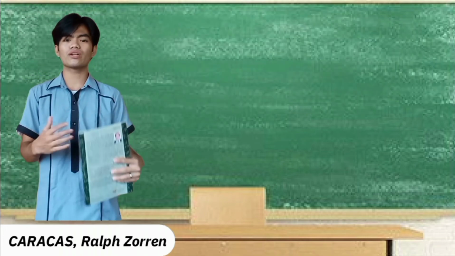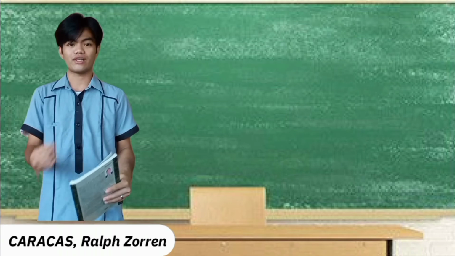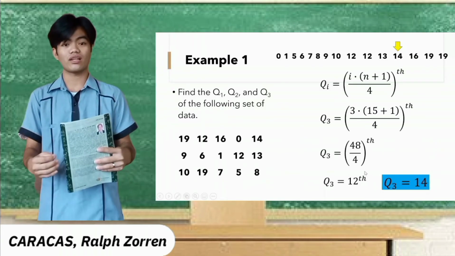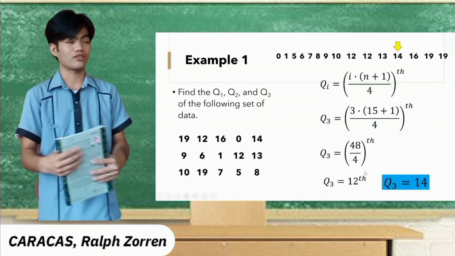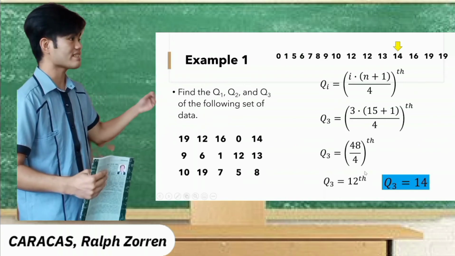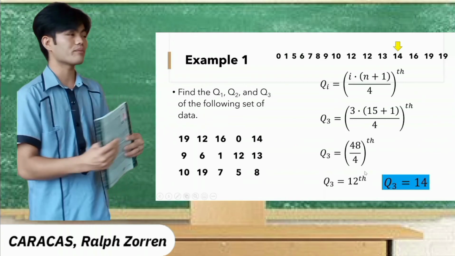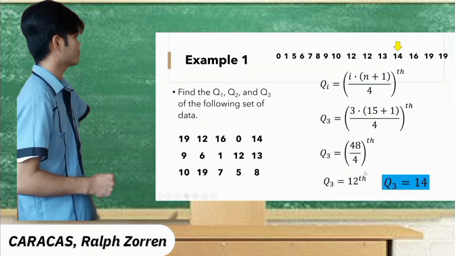But how are we going to find quartiles? So for example, find quartile 1 in the following data. First we will arrange the data from least to greatest. So the formula and solution is like this.